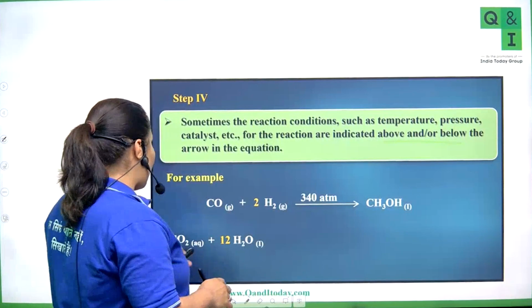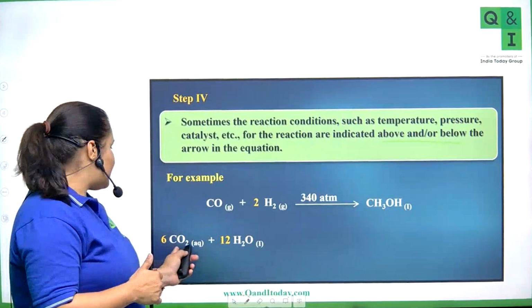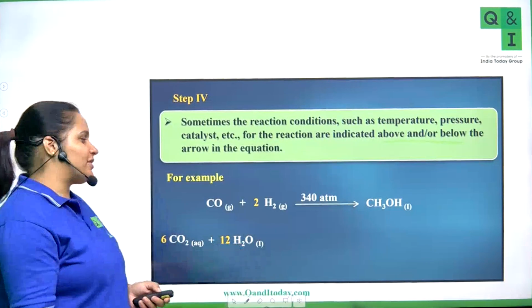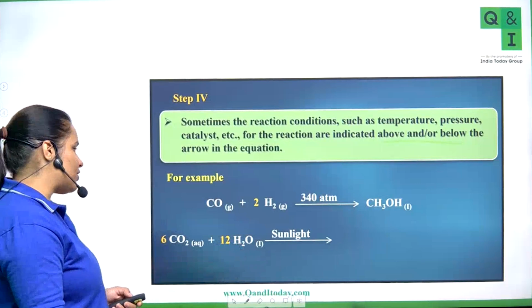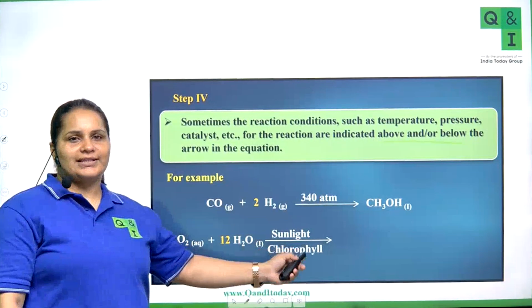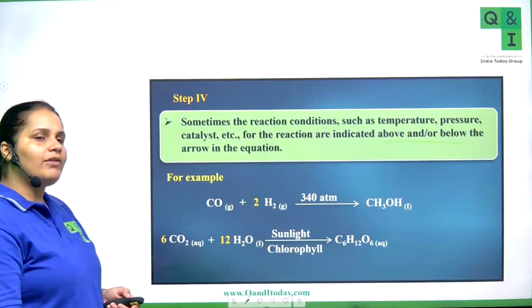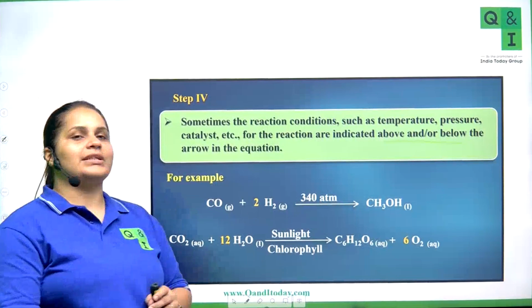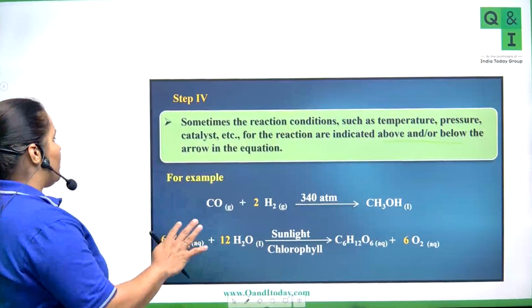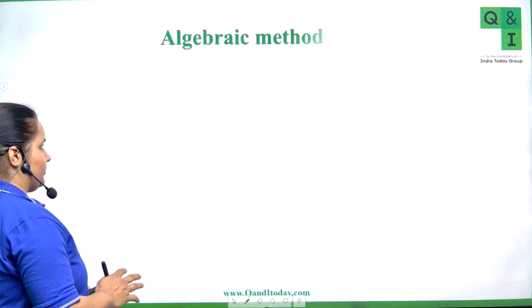Again, another reaction. Can anybody tell me which reaction this is? 6CO2 plus... photosynthesis. Exactly. For photosynthesis, you need sunlight and you need chlorophyll. They are essential conditions, so we are writing them above and below the arrow, giving you glucose and oxygen. So we did 4 steps of how to write the reaction.